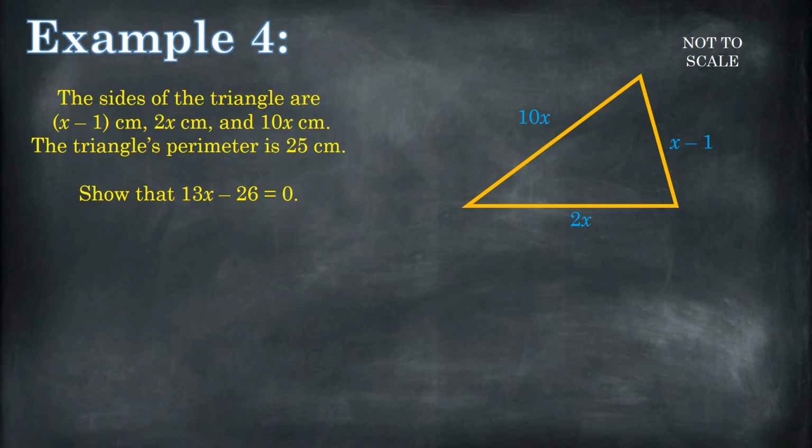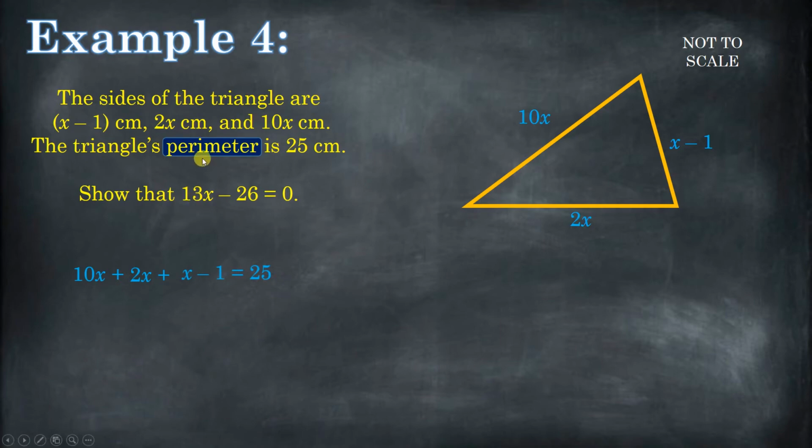Well, once again, we have to use all of the information provided. It tells us right here that the perimeter is 25 centimeters. And I know how to calculate perimeter. Perimeter, you just add up all the sides. So you add 10x, and you add 2x, and you add x minus 1, and it equals 25. So we're using this as a clue.